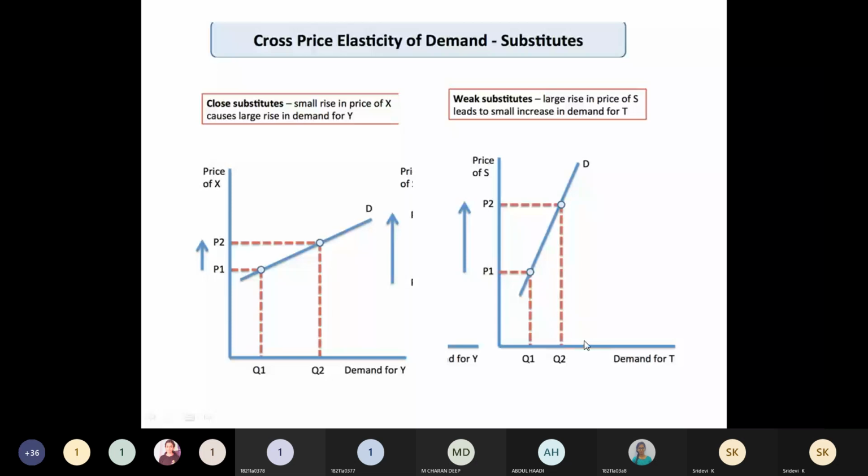We must be very careful while fixing the price, taking into consideration the competitors. Whether the competitor product is very close to our product or whether it is a weak product. If it is weak product, we can easily bring change in price more and more. If it is a very close substitute, we cannot increase our product price as much as we can. Okay, we have to be very careful while it is close substitute. And in case of complementary products, there will be negative cross elasticity.